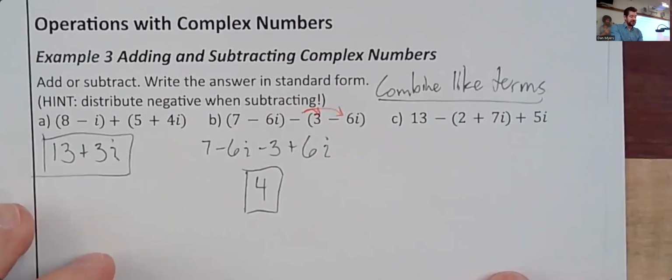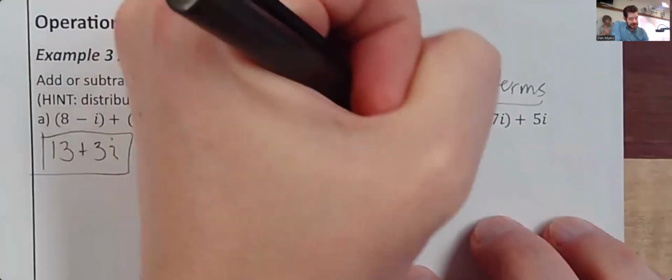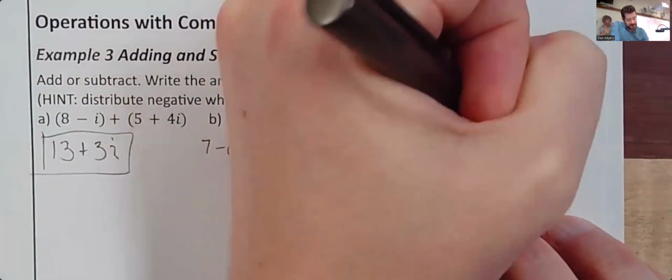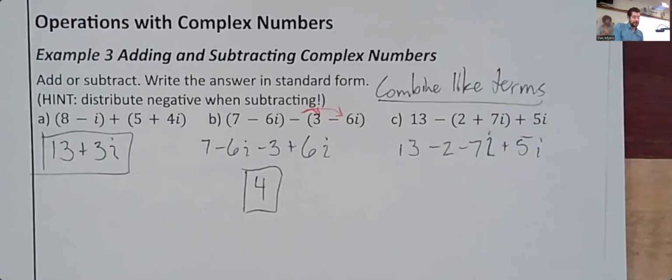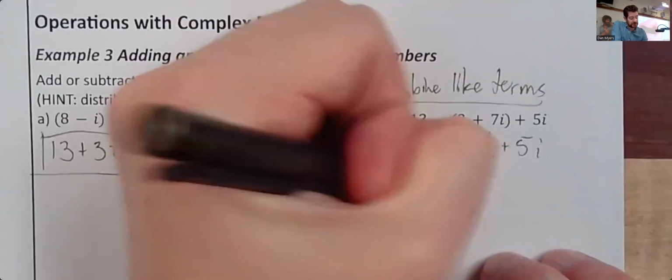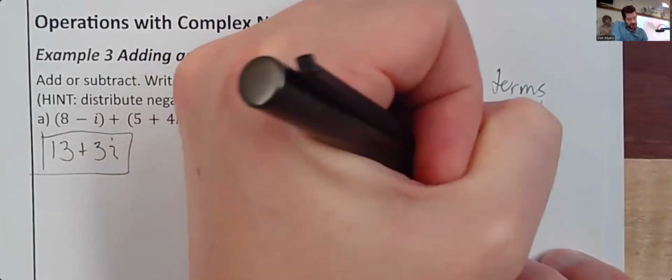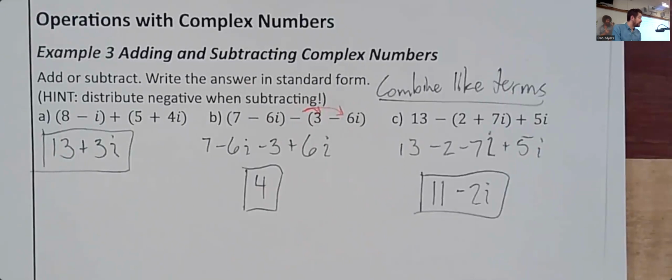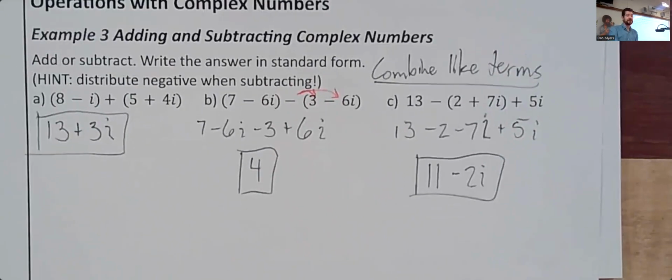All right, this last one, distribute the negative. So 13 minus 2 minus 7i plus 5i. What are we going to get? 11, close, minus 2i. Because the 7 was further from 0. But yeah, 11 minus 2i. Good.